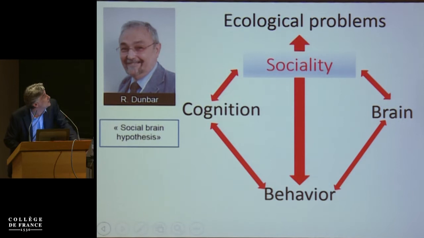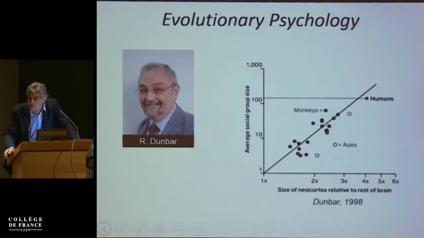In support of that, Dunbar proposed this kind of result. On this graph, each dot corresponds to a species of primates. Here you have the group size for these primates, and here the size of the neocortex relative to the brain. In support of his theory, he showed that when you live in a large group, you have a larger neocortex ratio on average.